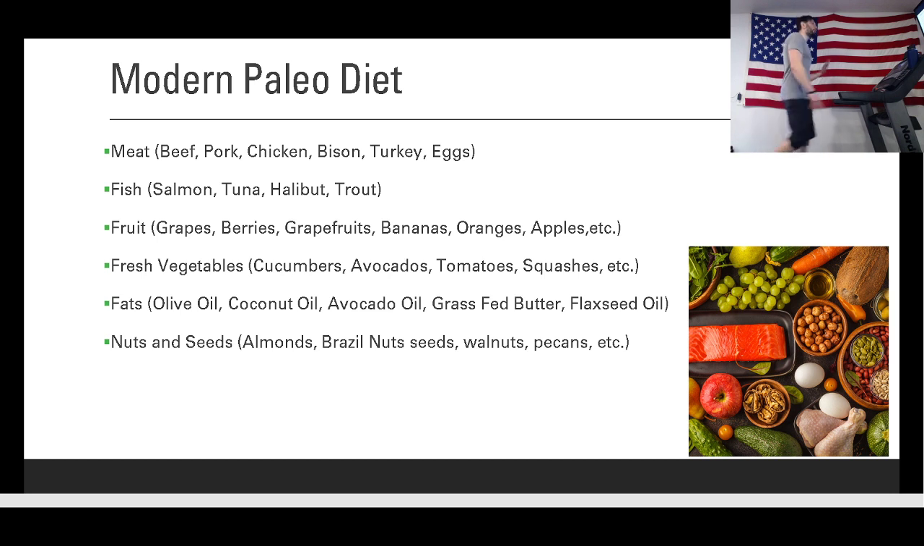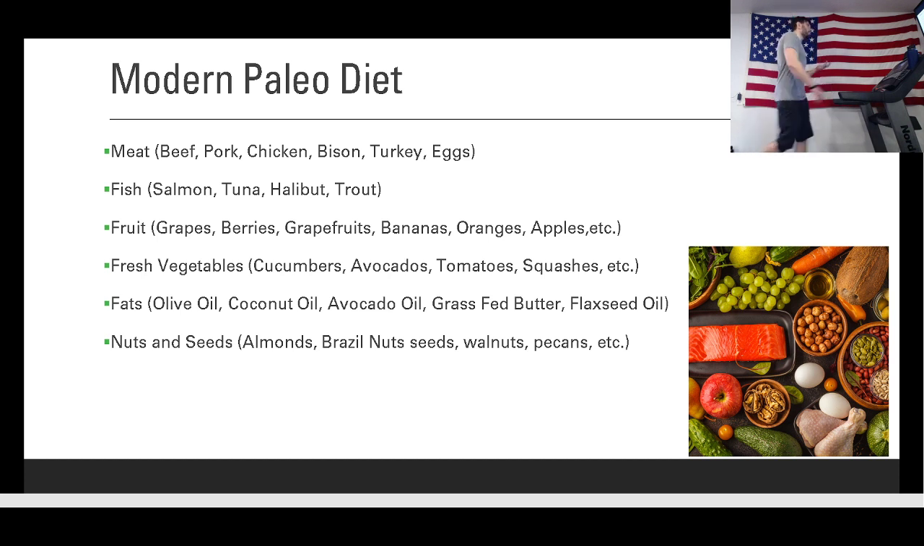A lot of your typical stuff. Fresh vegetables: cucumbers, tomatoes, avocados, squash, celery, broccoli. Your fats: olive oil, coconut oil, avocado oil, grass-fed butter, flaxseed oil, right? And then your nuts and seeds: almonds, Brazil nuts, seeds, walnuts, pecans, right?